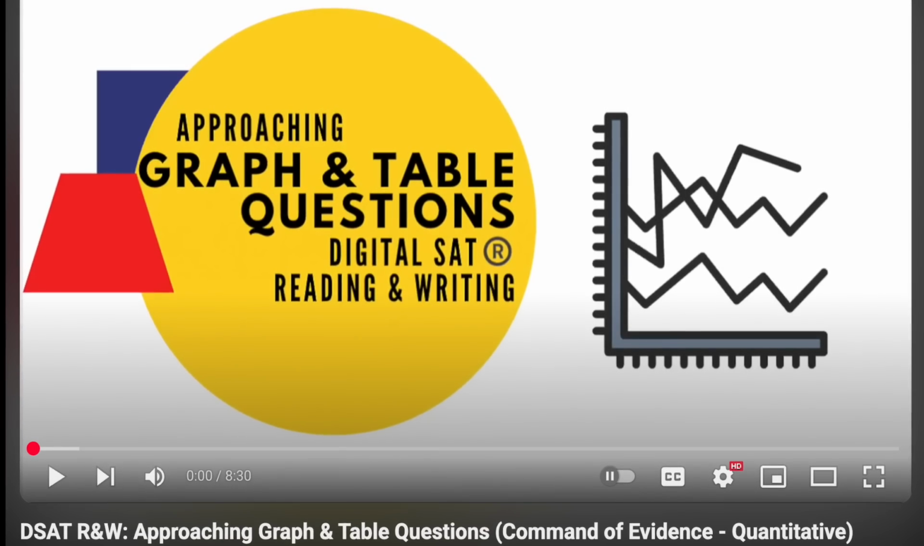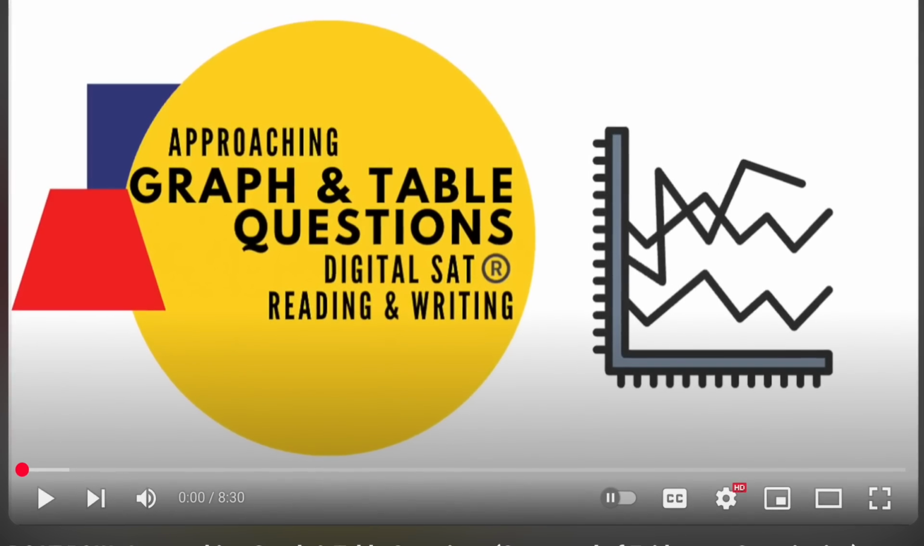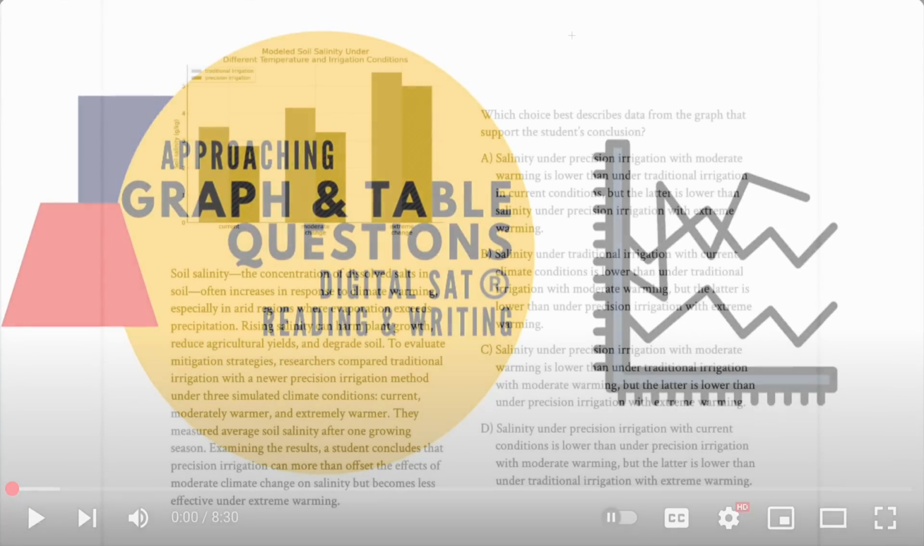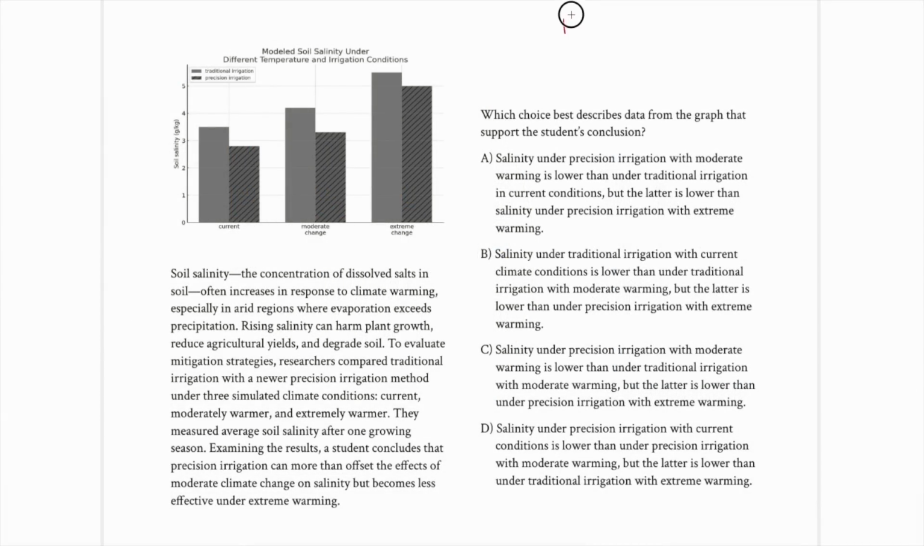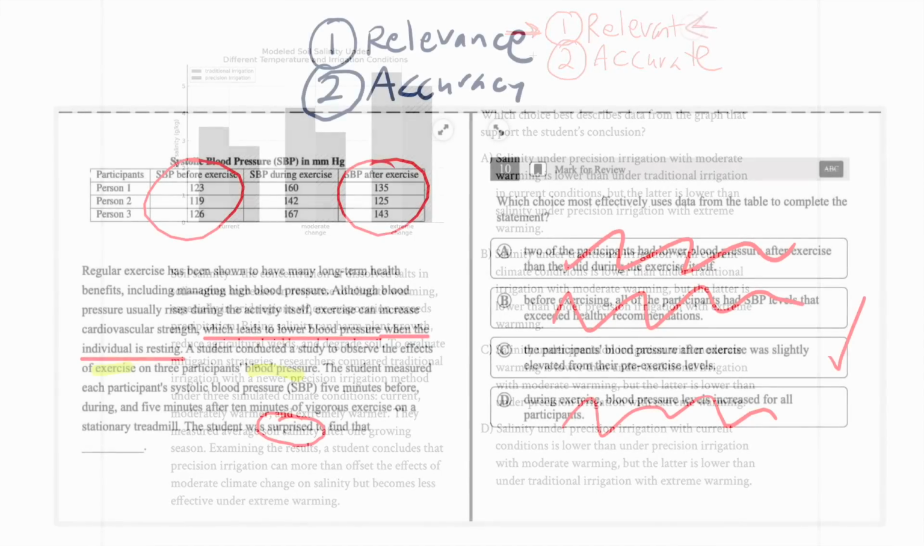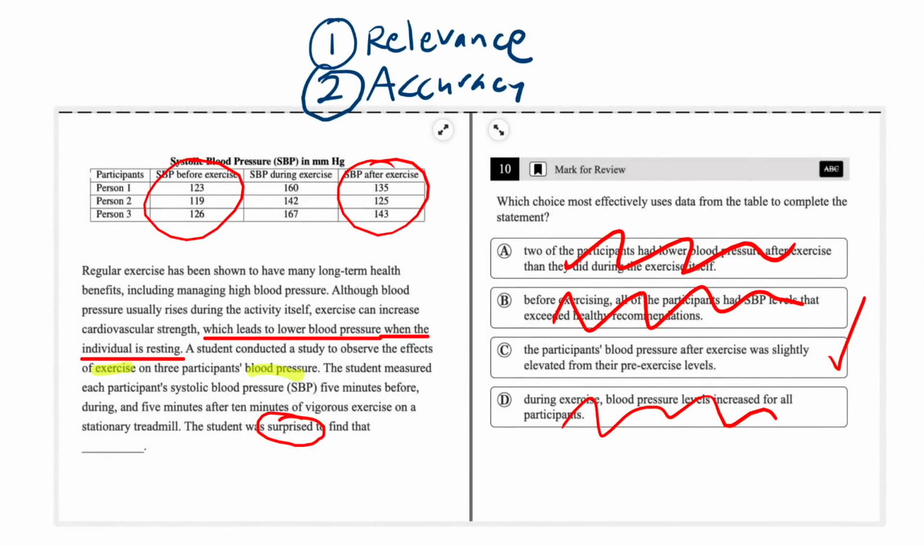So in a previous video on graph and table questions, or command of evidence textual questions, I emphasized the idea that a correct answer on these questions needs to be both relevant and accurate, but we want to focus first and foremost on relevance. Why is that? Because relevance is easier and quicker to check than accuracy.